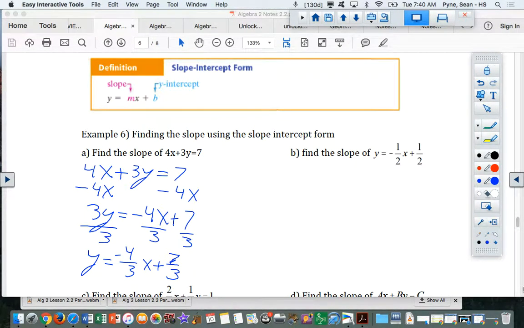You just have to tell me what the slope is. So looking at this, what's my slope? The negative 4/3. It's whatever's attached to the x. When y is alone, it's whatever's attached to the x. So my m equals negative 4 over 3. And that's the answer that they wanted. All right, Tristan? All right.